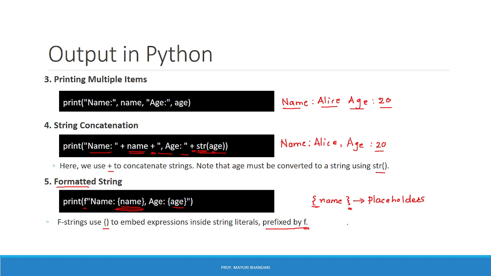So in curly brackets, in placeholders, we are giving variables. When you execute this print function, it will print like this only, name colon Alice comma age colon 20, ऐसे ही आउटपुट प्रिंट होगा. This is just another way to print your output, print your message. Got it? Yes, ma'am.